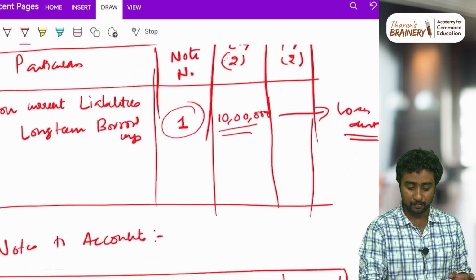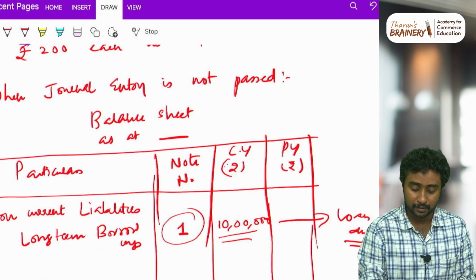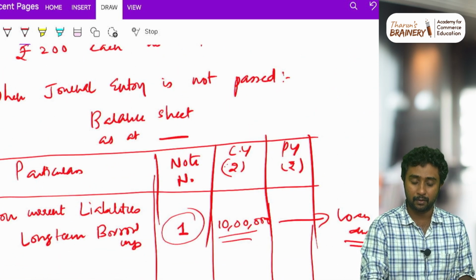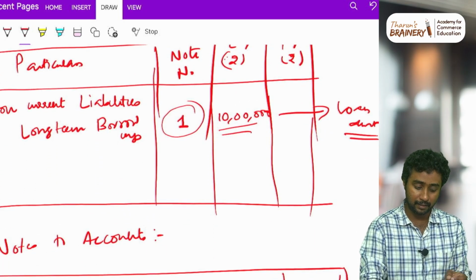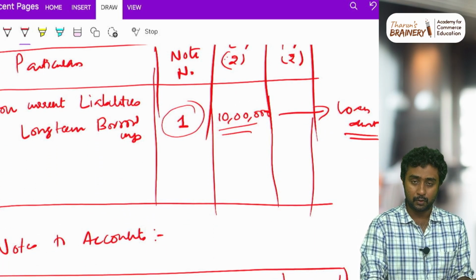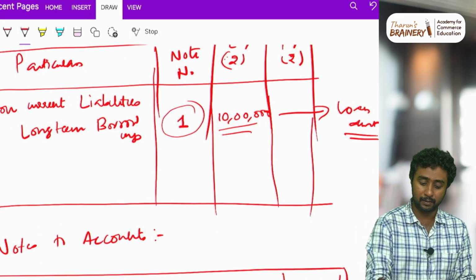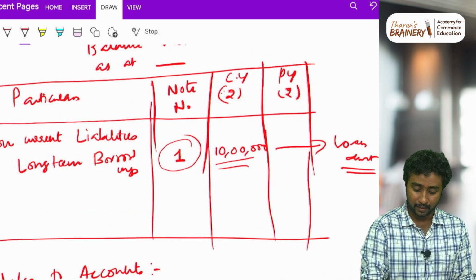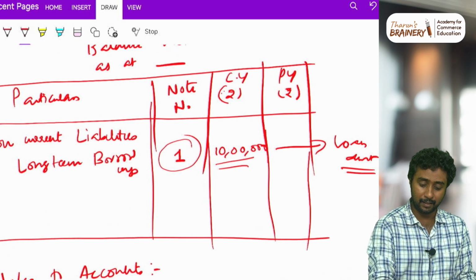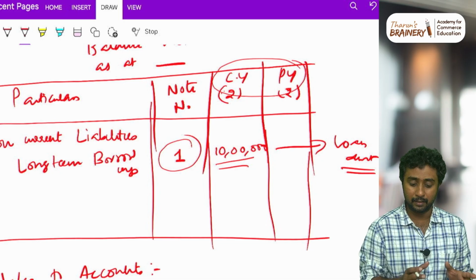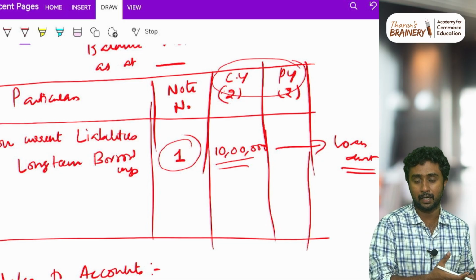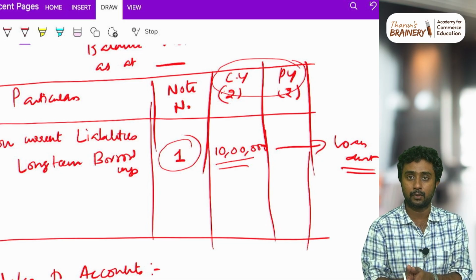Very simple. So when this comes, and if a journal entry is not supposed to be passed, we will draw a balance sheet straight away, and we will show non-current liabilities, long-term borrowings, and the loan amount there in the current year amount column. Why did I write current year and previous year here? Because in the balance sheet there will be 2 amount columns. One is related to the current year amount, and the next is related to the previous year amount.